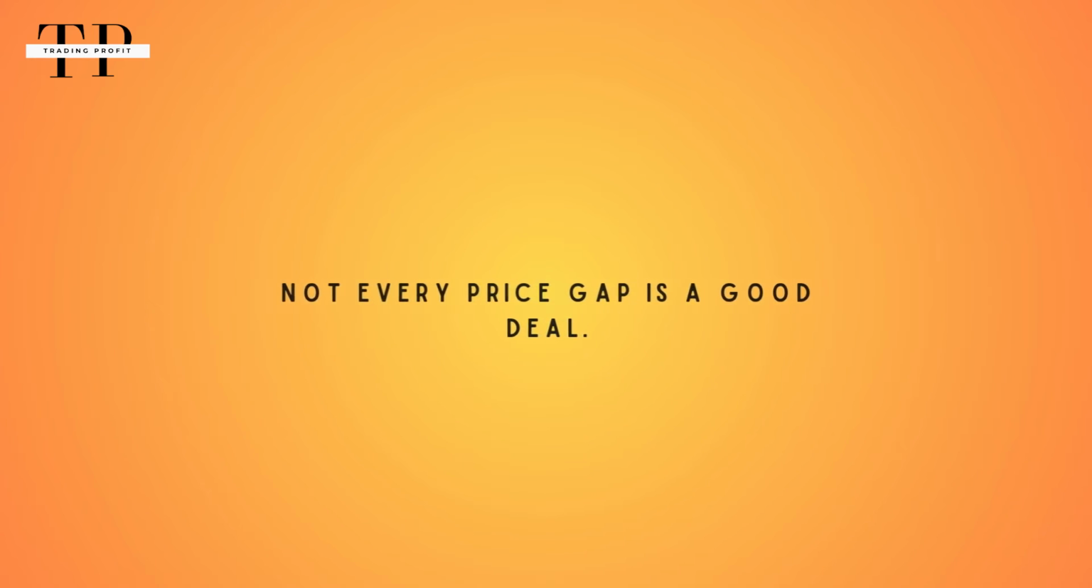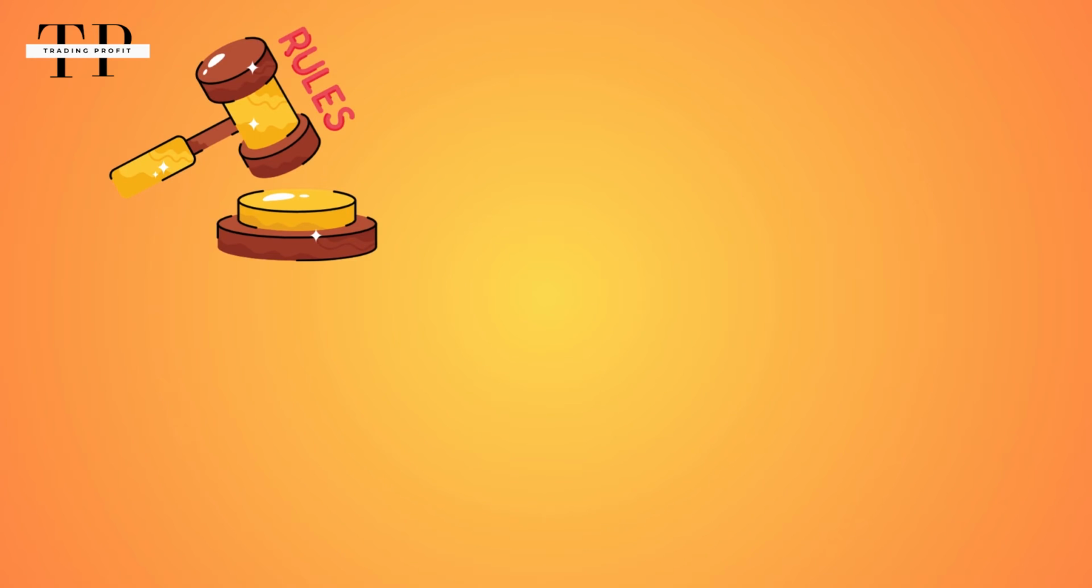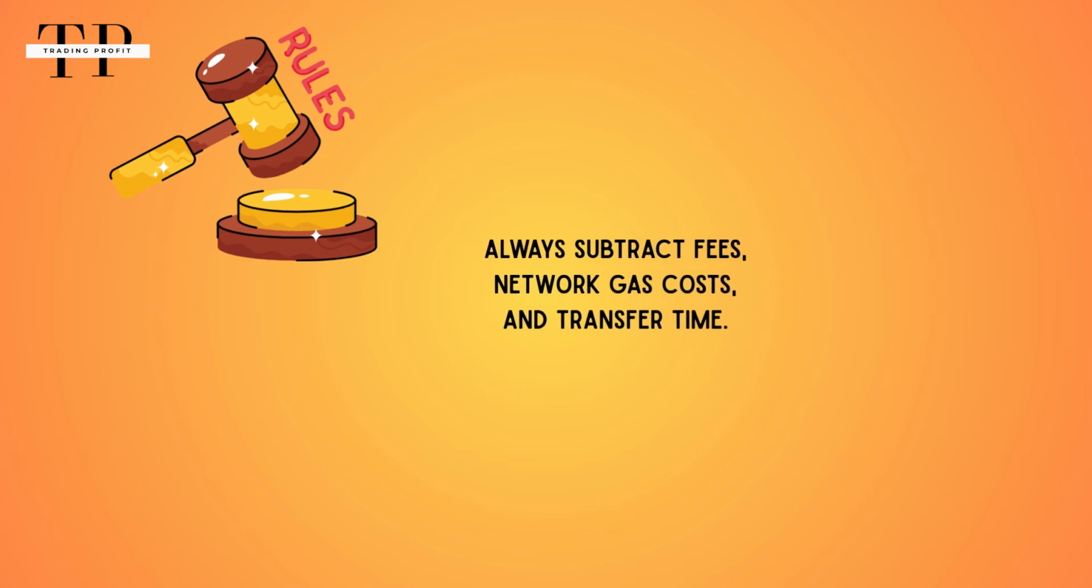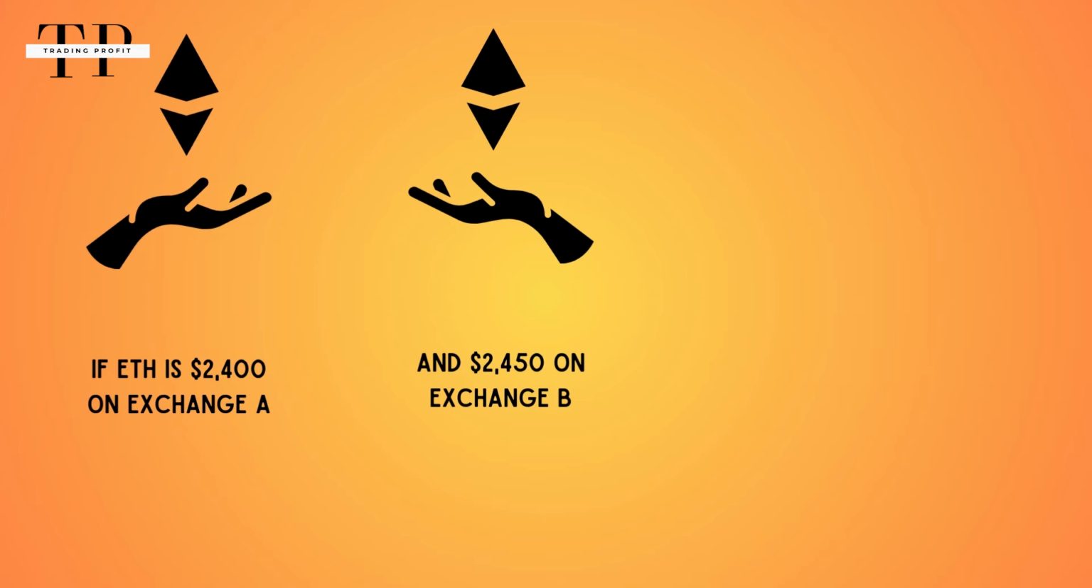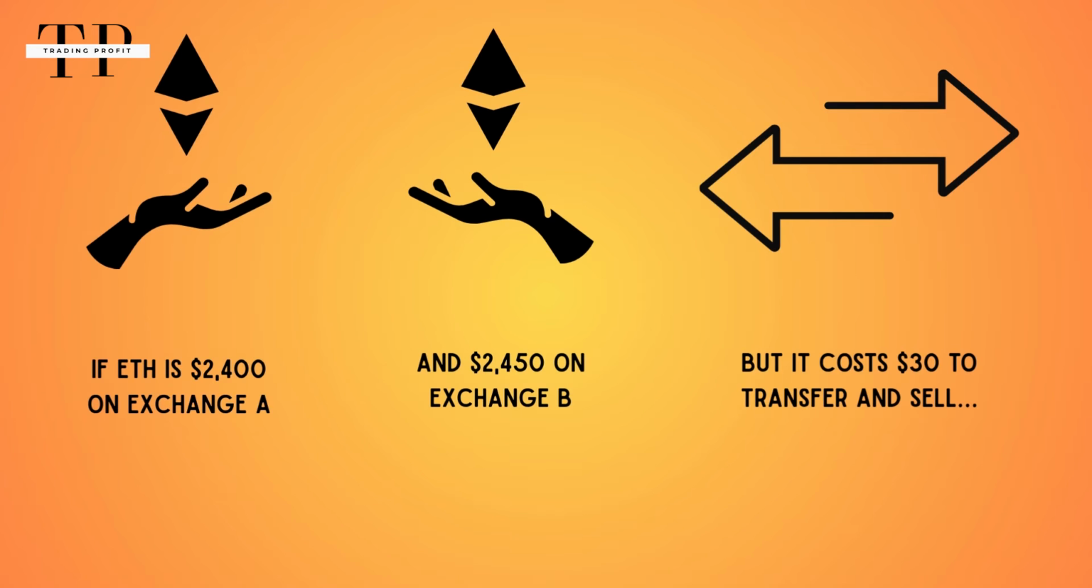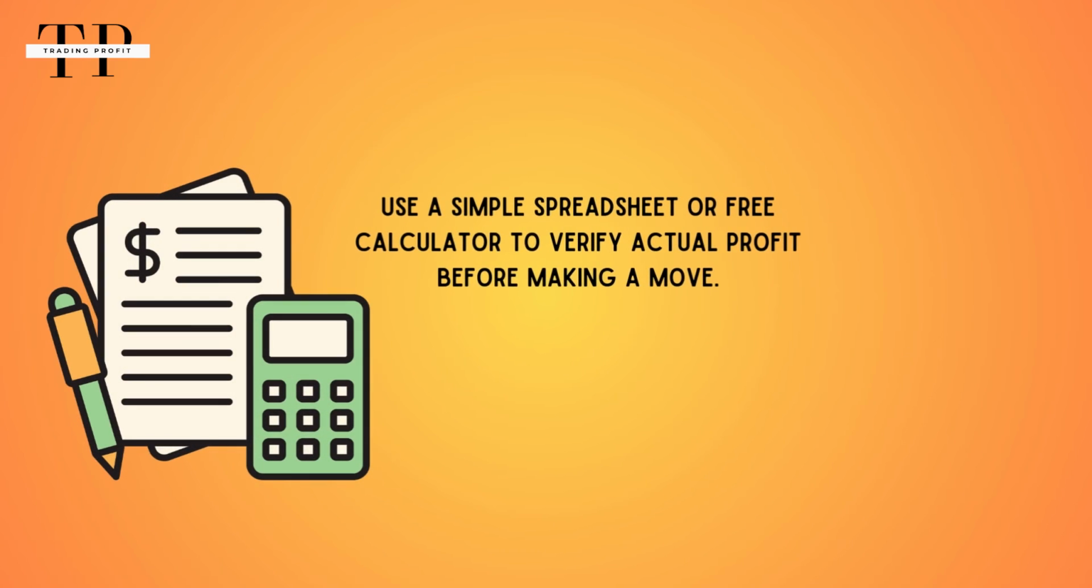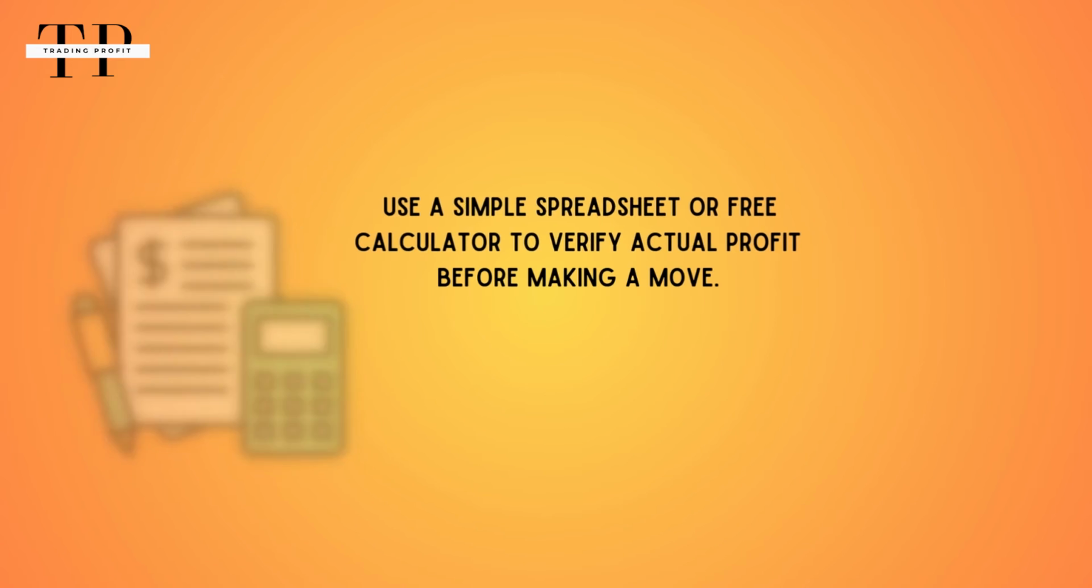Not every price gap is a good deal. Here's the golden rule. Always subtract fees, network gas costs, and transfer time. If ETH is $2,400 on exchange A and $2,450 on exchange B, but it costs $30 to transfer and sell, that's only a $20 profit, not worth it. Use a simple spreadsheet or free calculator to verify actual profit before making a move.